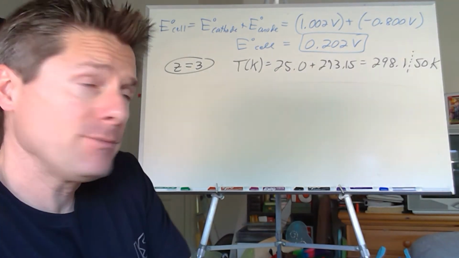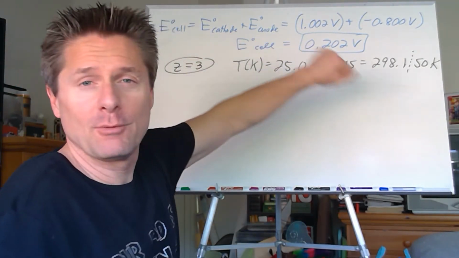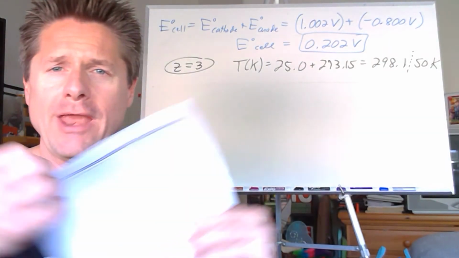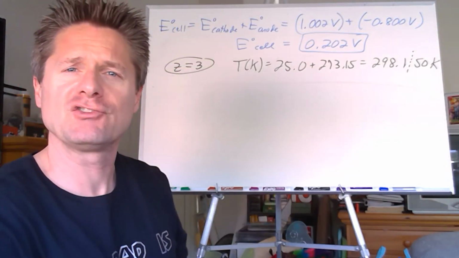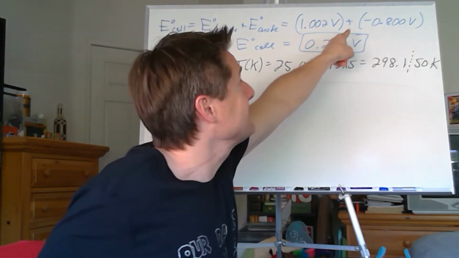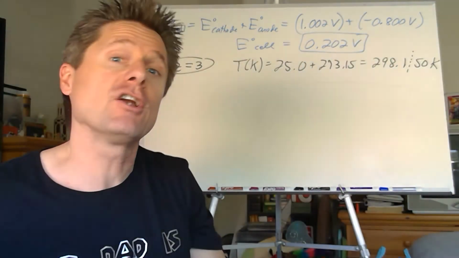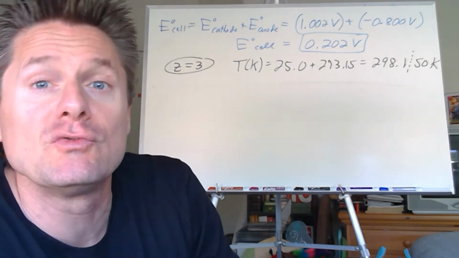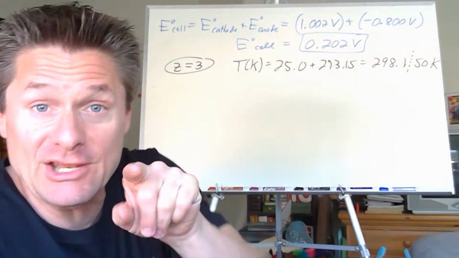Summarizing my information. E cathode plus E anode. So there's my cathode, 1.022 volts, straight off my reduction electrode tables. There's my anode, right? It's the negative of what was on here because we reversed it. Add them together, good to 3 decimal places, I get 0.202 volts at standard conditions, right? We still haven't looked at non-standard conditions. That'll be the next video.